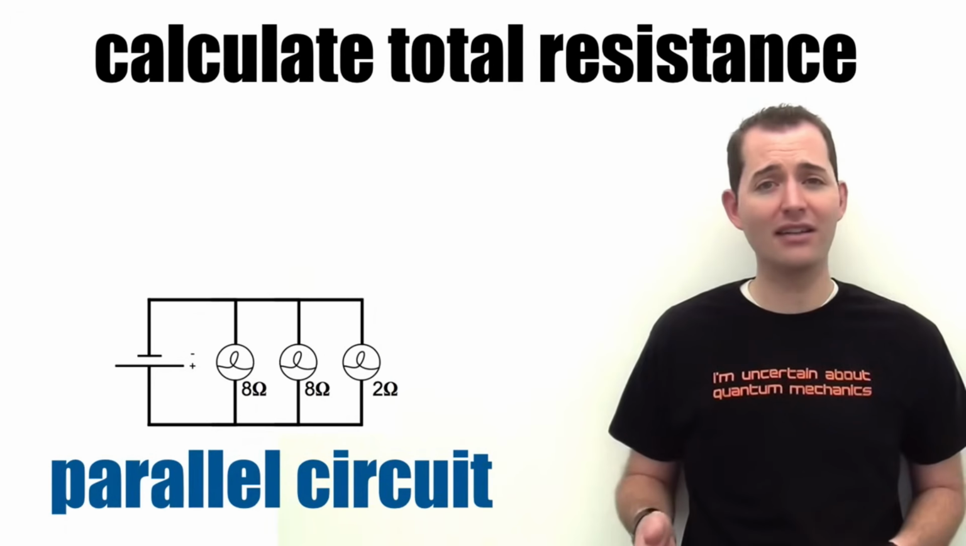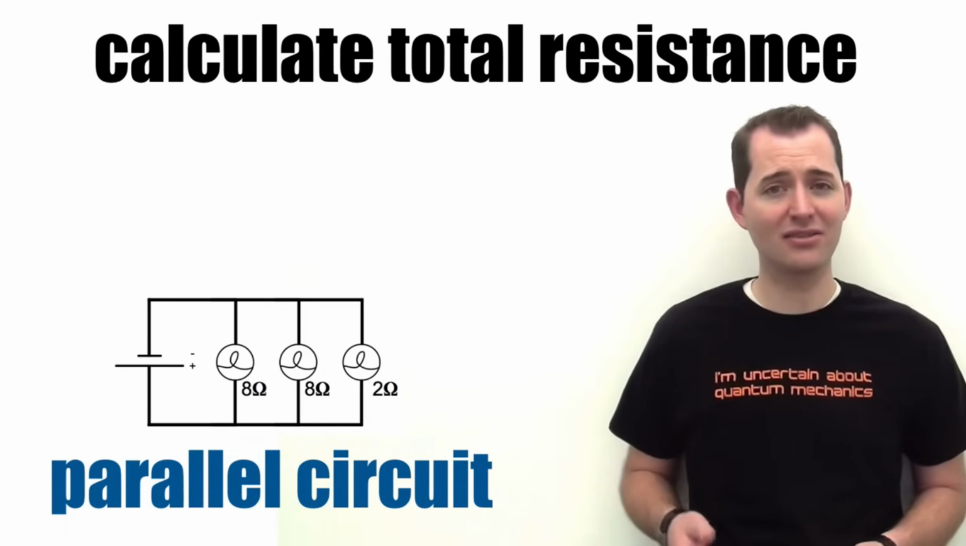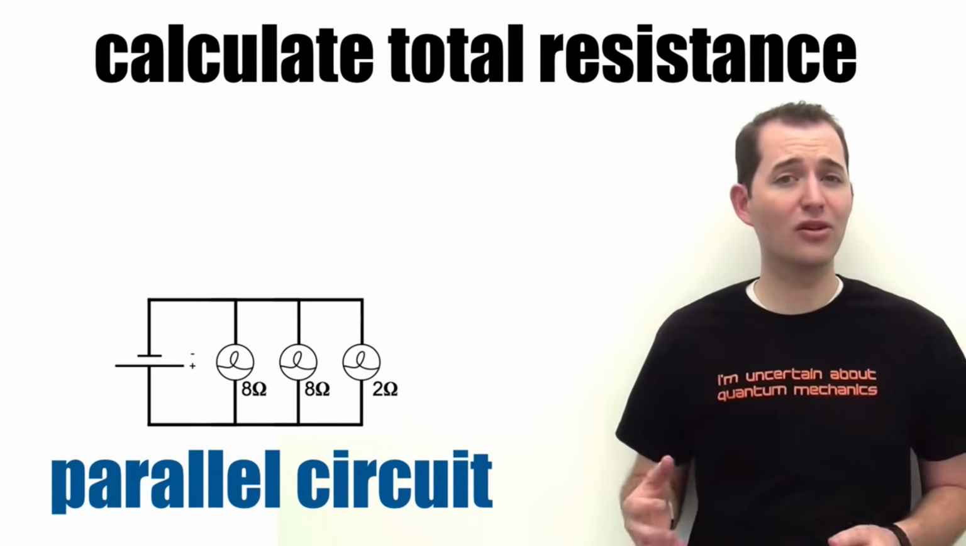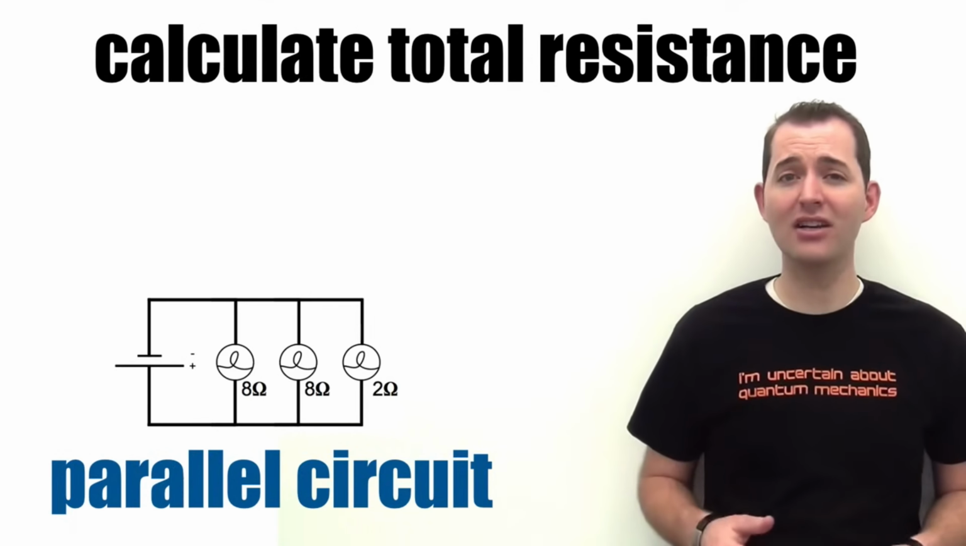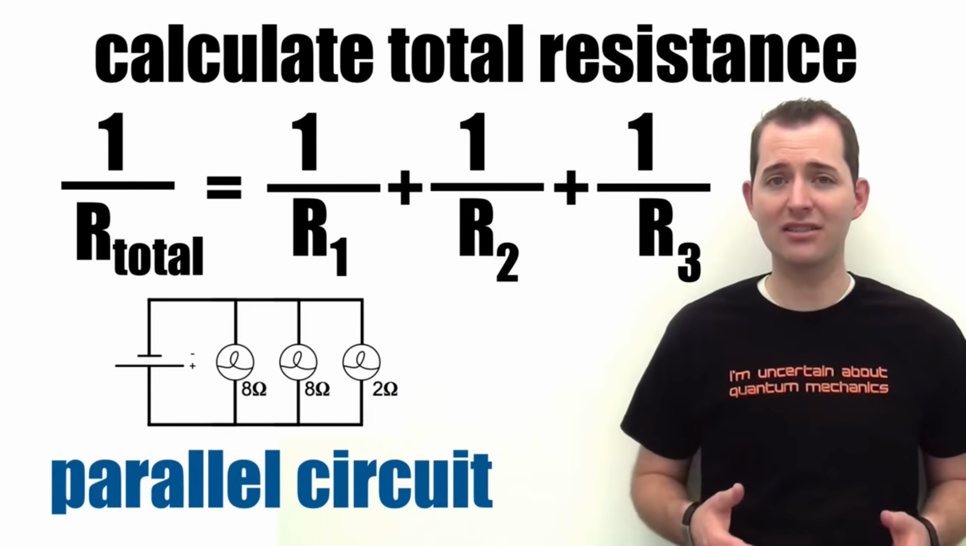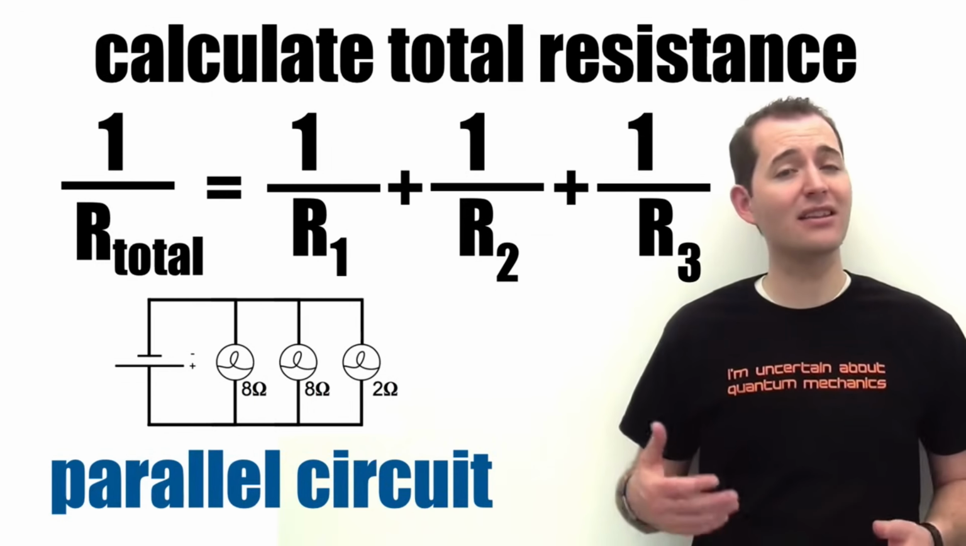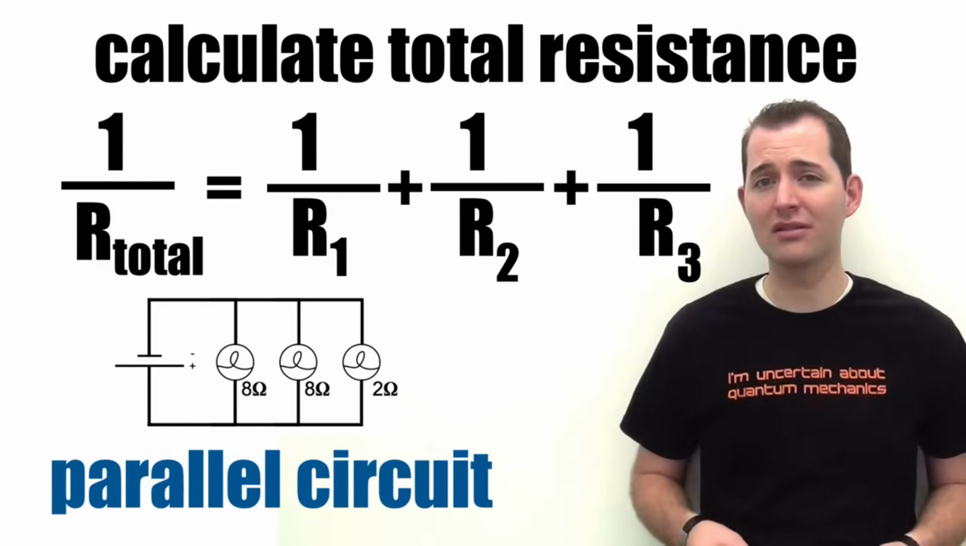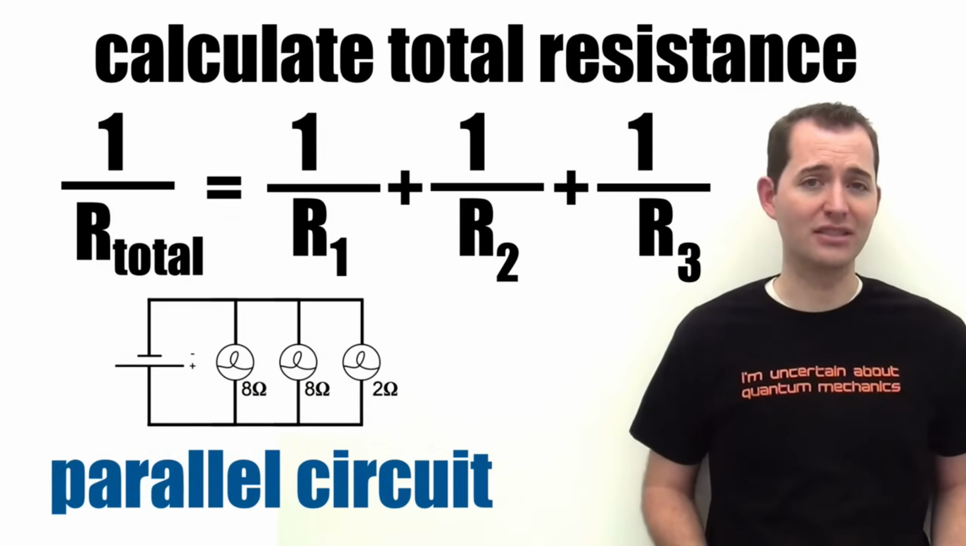Let's take a look at how we calculate total resistance in a parallel circuit. To calculate the total resistance in a parallel circuit, we add the reciprocal of the resistance of each resistor, and then we take the reciprocal of that total. This can be shown in the following equation.